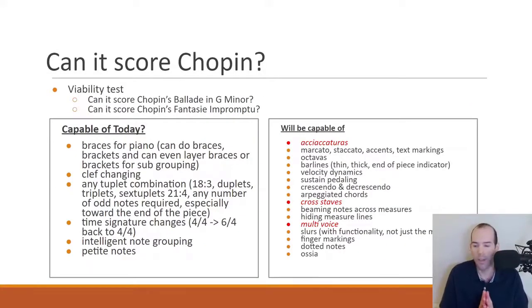So can it score Chopin? I sent a post about this. If it can score Chopin, then it passes the viability test. So as of today, it can actually score Chopin, just it won't get every single detail. For example, I don't have a Chocaturs yet, something that I'm working on. There are no cross staves, not as of today, and the multi voice is a big one. So that's something that I would work on, which I don't have currently today.